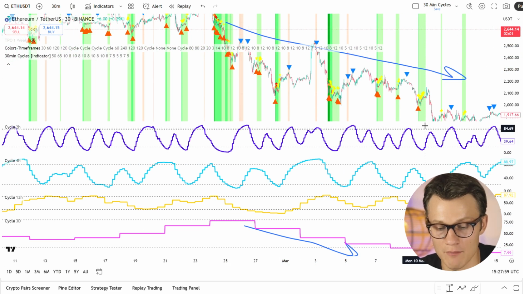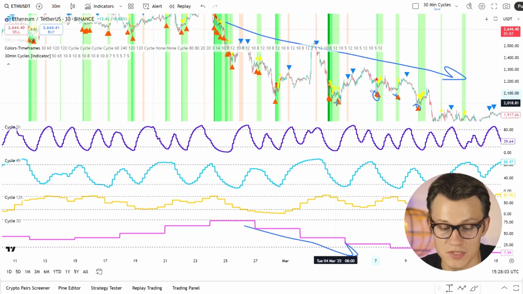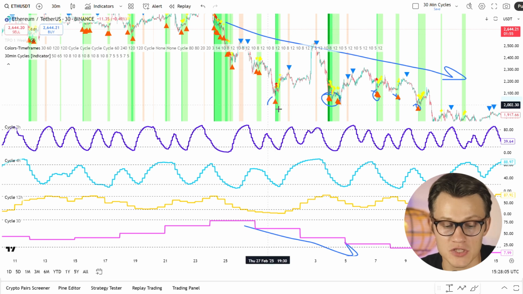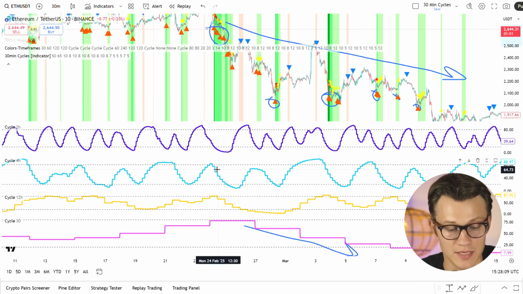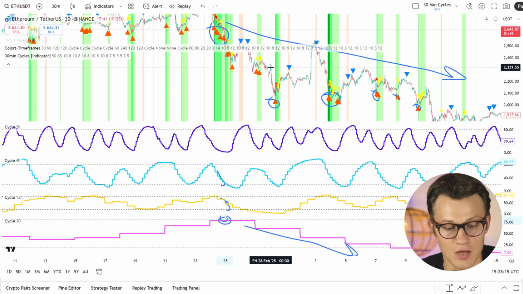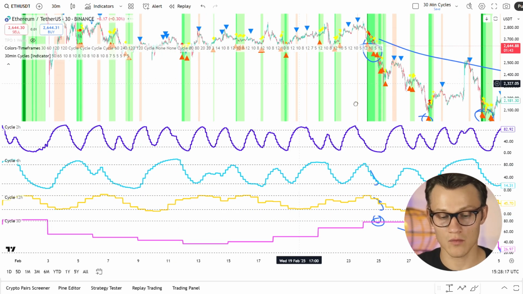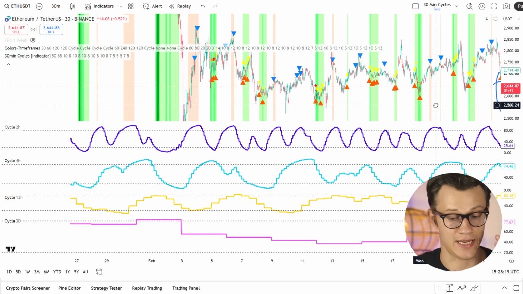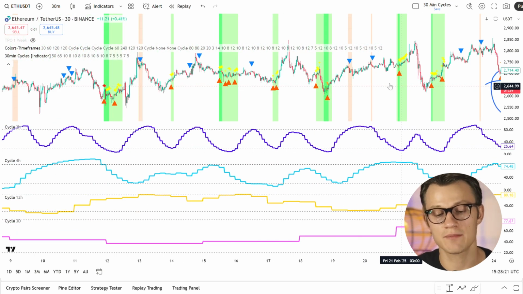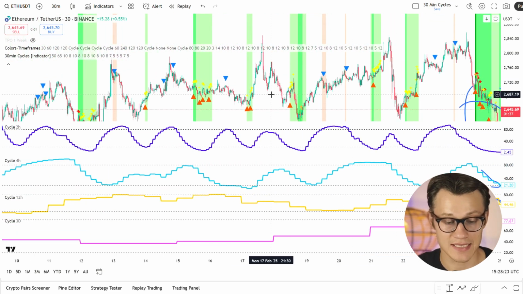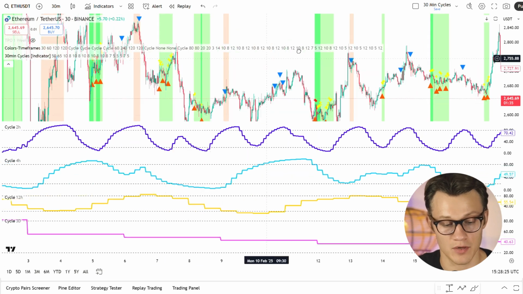So all these buy signals that you can see right here, sure, they are actually profitable, which is super interesting, but they're much more risky to take. For example, these signals, they're not really good, because we can see that the 4-hour cycle is falling, the 12-hour cycle is falling, and the 3-day is at the top. All you want to do is long when the majority of the cycles are going up, and short when the majority of these cycles are going down. That's how you preserve your capital and make profit.